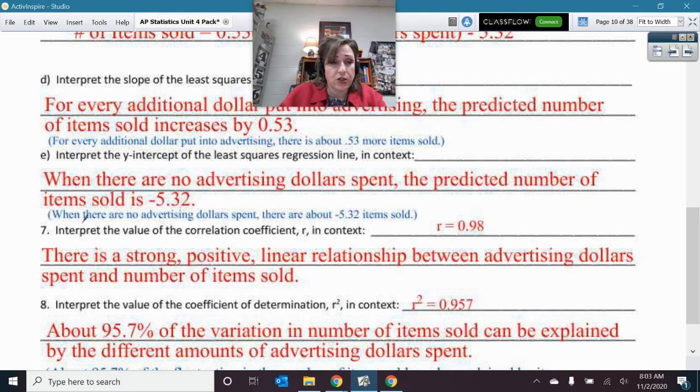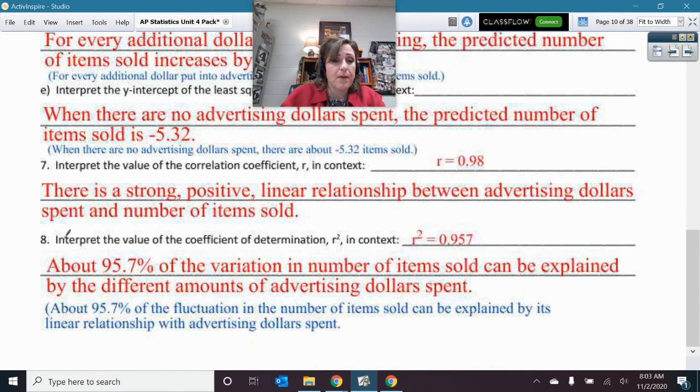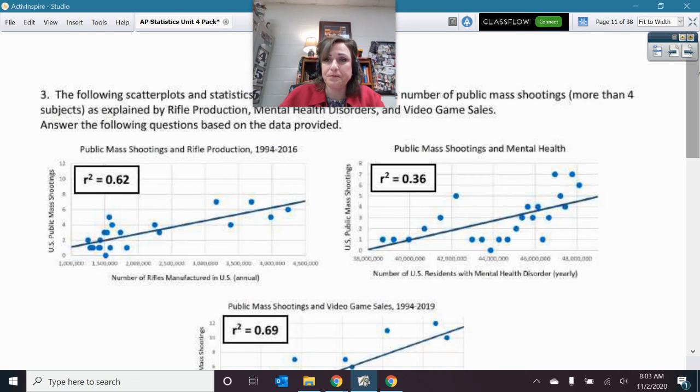Remember, they'll say describe the relationship. There is a positive linear relationship between advertising dollars spent and number of items sold. For r squared, about 95.7% of the variation in the number of items sold can be explained by the varying amounts of advertising dollars spent. All right, those two things there.